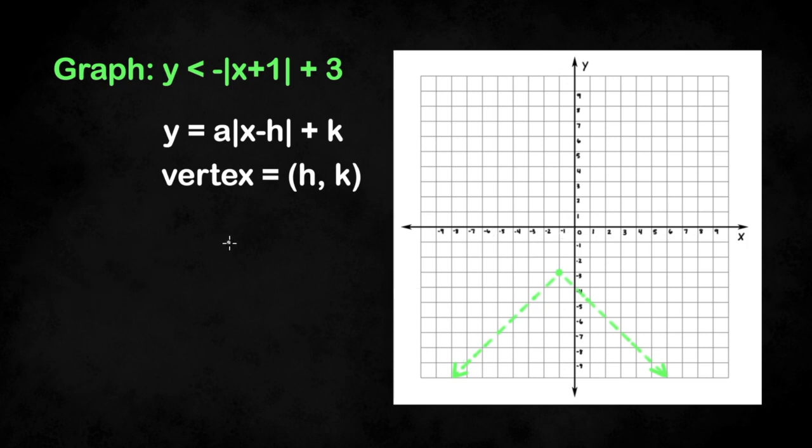If we plug that into the inequality, we get 0 is less than negative the absolute value of 0 plus 1, plus 3. The absolute value of 0 plus 1 is just 1, and that leaves us with negative 1 plus 3, or 2. Because 0 is less than 2, we shade outside of the absolute value inequality, like this.